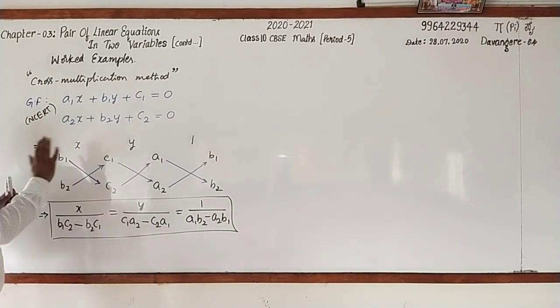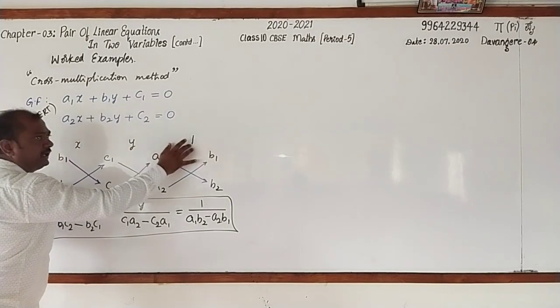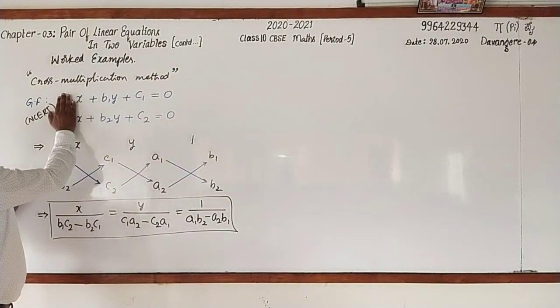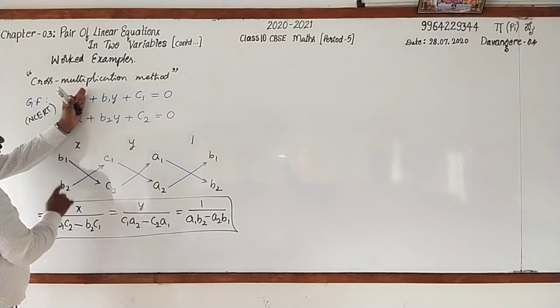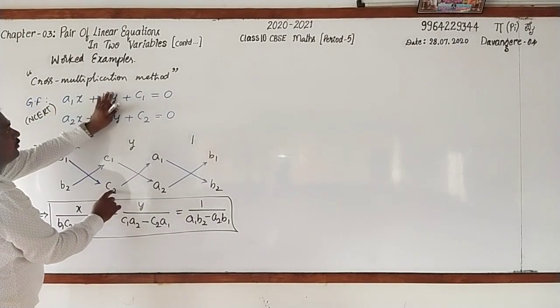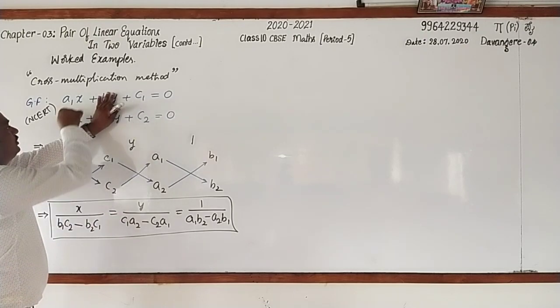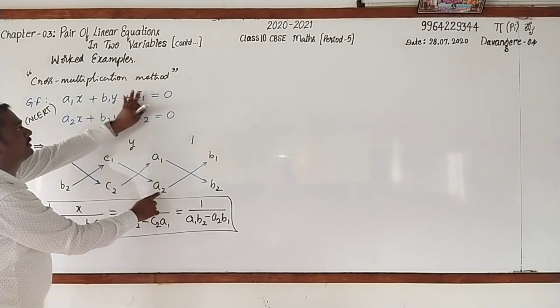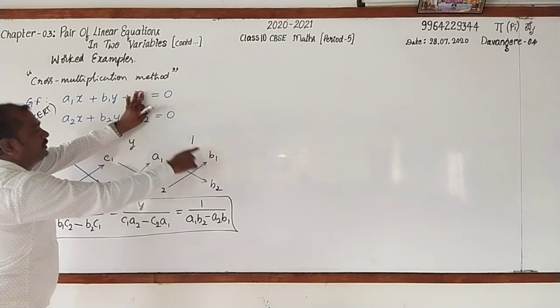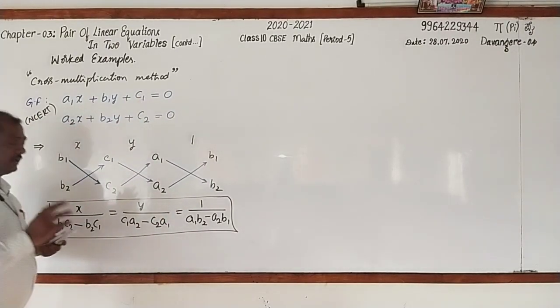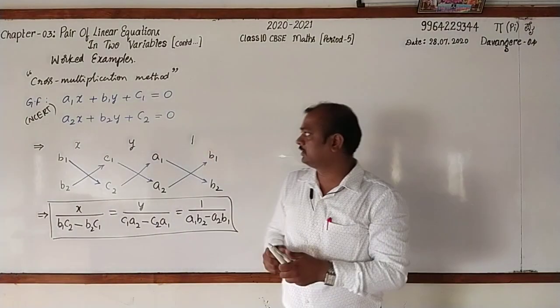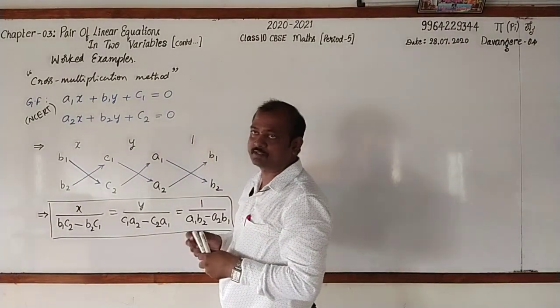Observe it. Very simple. First you write x, y and constant 1. Then for x, remaining coefficients will be written. See that b1, b2, c1, c2. Then y, c1, c2, a1, a2. Then constant a1, a2, b1, b2. Then we will go for cross multiply. I told you one more method is there. It is from a reference.